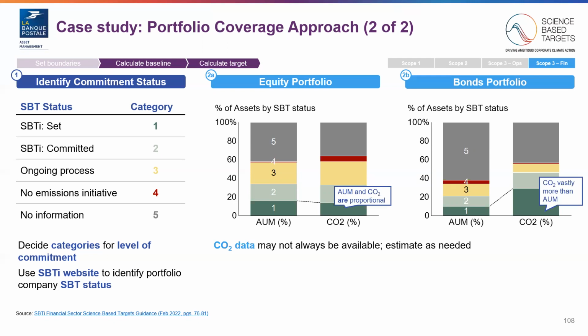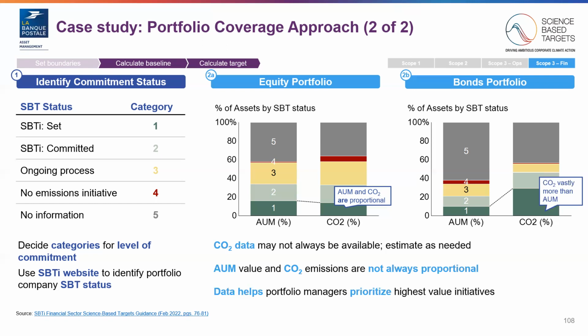SBTI recognizes that actual emissions data may not be available across the portfolio. Financial institutions should estimate as needed, and recall that the portfolio coverage approach doesn't require emissions data in order to set a target. However, it's important to remember that assets under management and estimated emissions are not always proportional, just like in the case of Le Bon Postal Asset Management's bonds portfolio. And with that in mind, just like with financial metrics, data can help portfolio managers evaluate and prioritize where to spend their efforts in engaging with portfolio companies or investees.